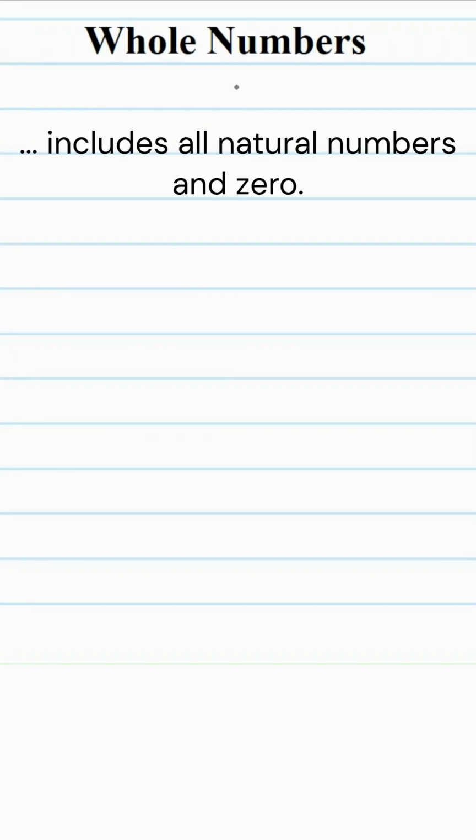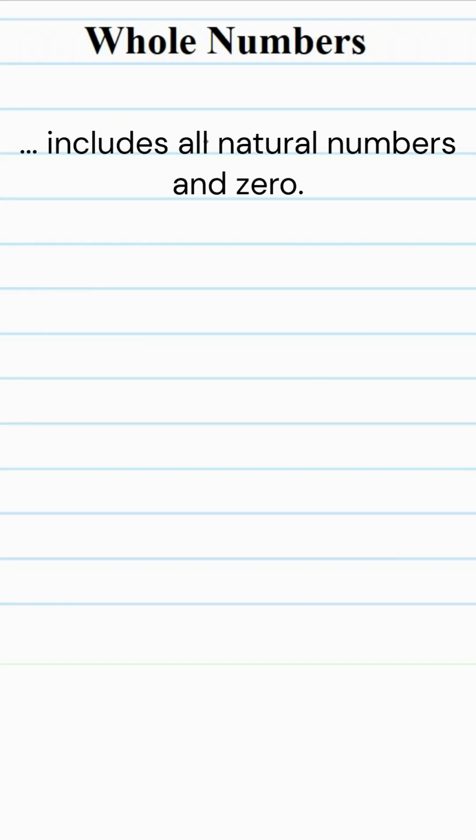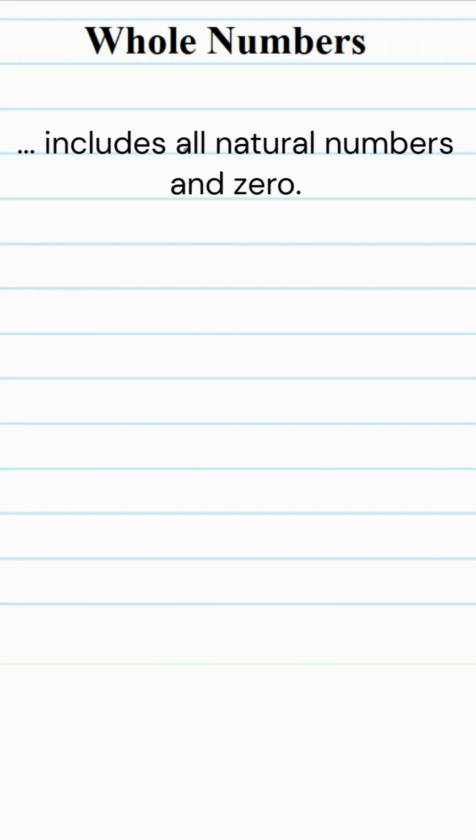Our next type of number is the whole numbers. Whole numbers are natural numbers including 0. So whole numbers include 0 and all the natural numbers. So for example, for the whole numbers, we have 0, 1, 2, 3, 4, 5, 6, and the list goes on. So 0 is a whole number.